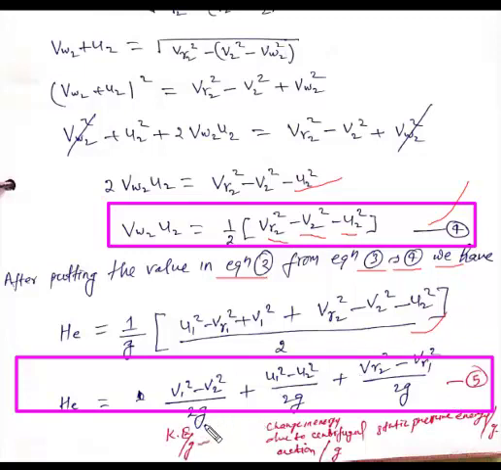Here this first term, (V1 square minus V2 square) divided by 2G, is known as the kinetic energy per unit weight. This second term, (U1 square minus U2 square) divided by 2G, is known as the change in energy due to centrifugal action per unit weight. And the third term, (VR2 square minus VR1 square) divided by 2G, is known as the static pressure energy per unit weight.